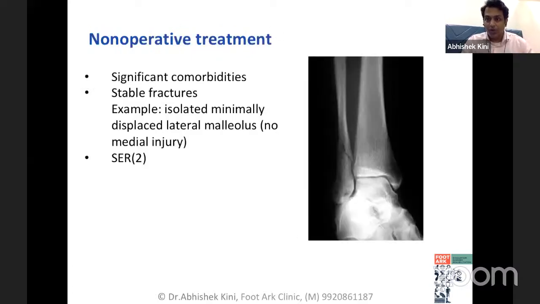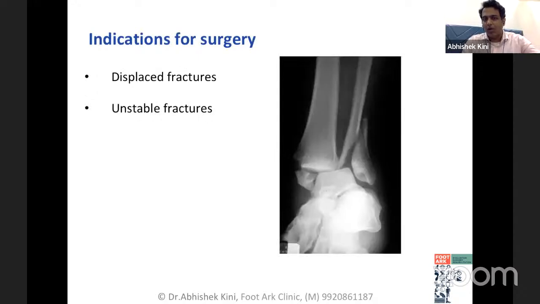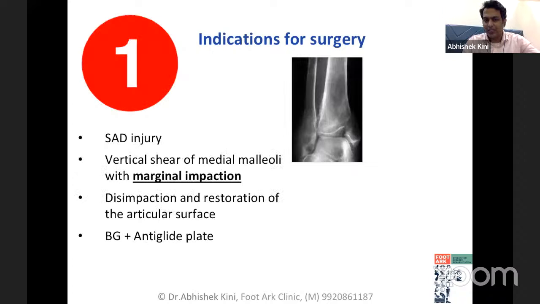Now, which ones you need to operate and which ones can be treated conservatively? Patients who have significant comorbidities and stable fractures, like an isolated, minimally displaced lateral malleolus without any medial injury. So that's a supination external rotation 2 injury. But all displaced fractures and unstable fractures need fixation.